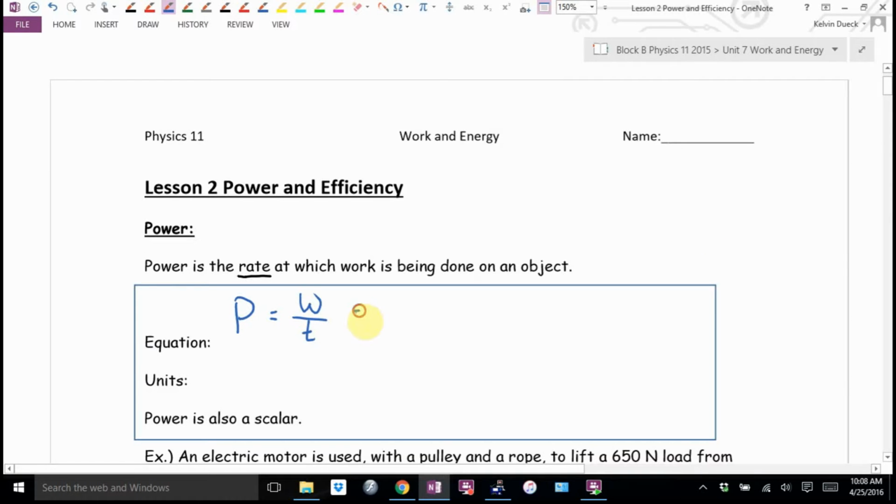I guess I can take this one step further. It's also force times distance over time, because work is force times distance.